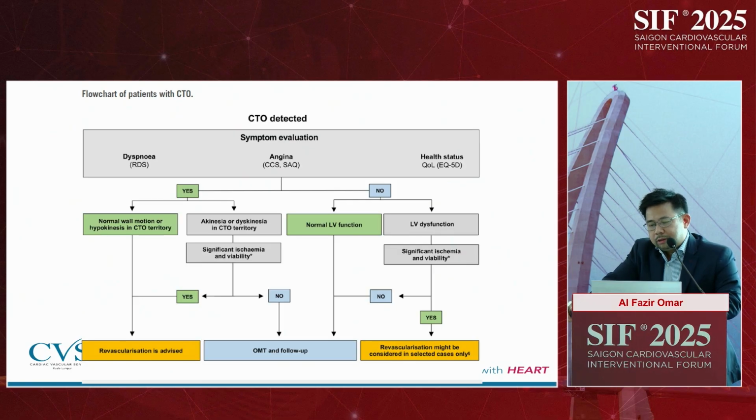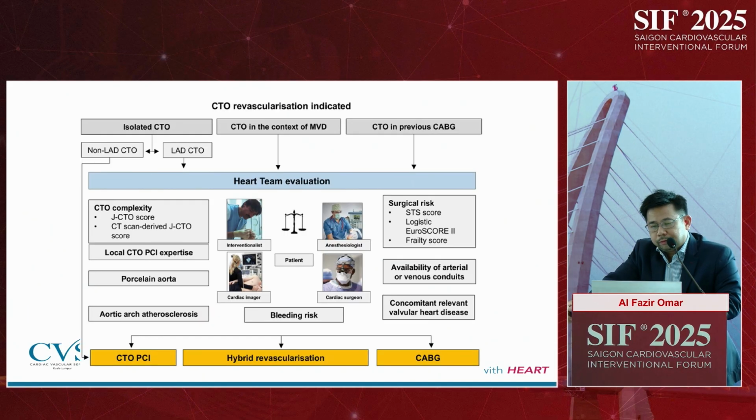If they don't have symptoms, then you look at their LV function. So no symptoms, the patient says it's an incidental finding. If they have normal LV function, you can go for optimal medical therapy. However, definitely if you see a CTO in a proximal LAD, a big vessel, then you really have to evaluate closely and carefully, because usually there will be some form of ischemia that you can highlight. If there is no angina but there's LV dysfunction, again, you need to show significant ischemia and viability, and if there is, then you might want to consider revascularization.